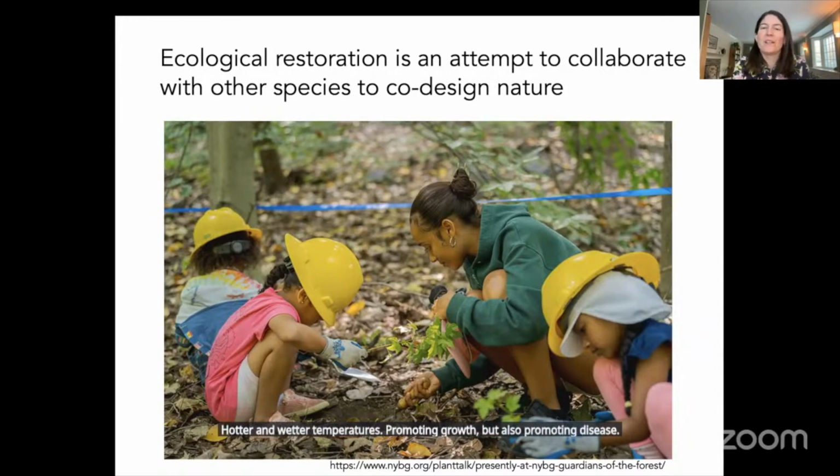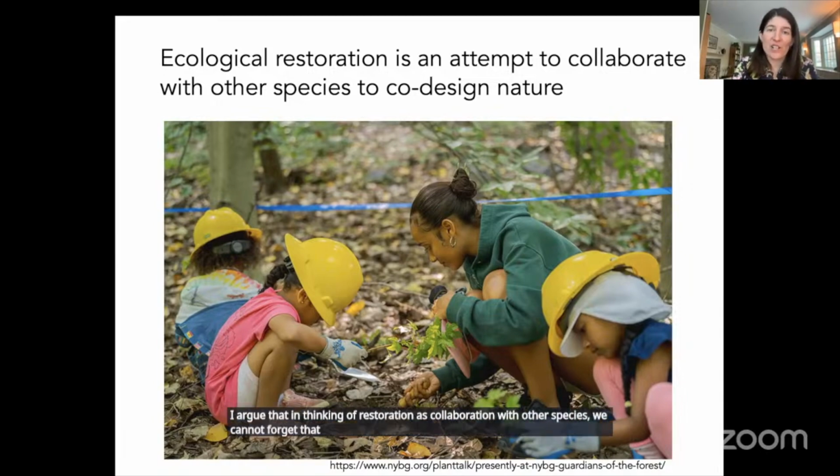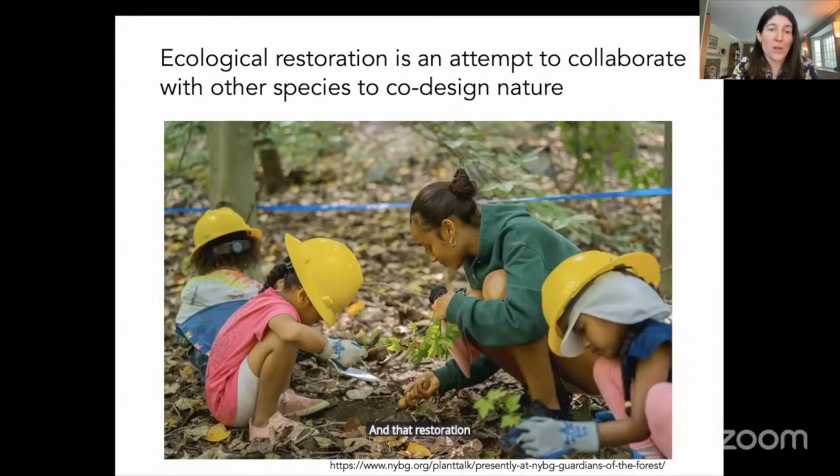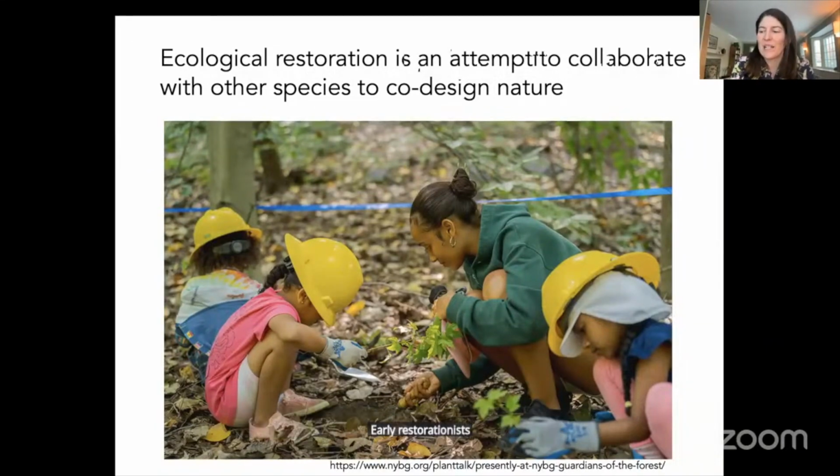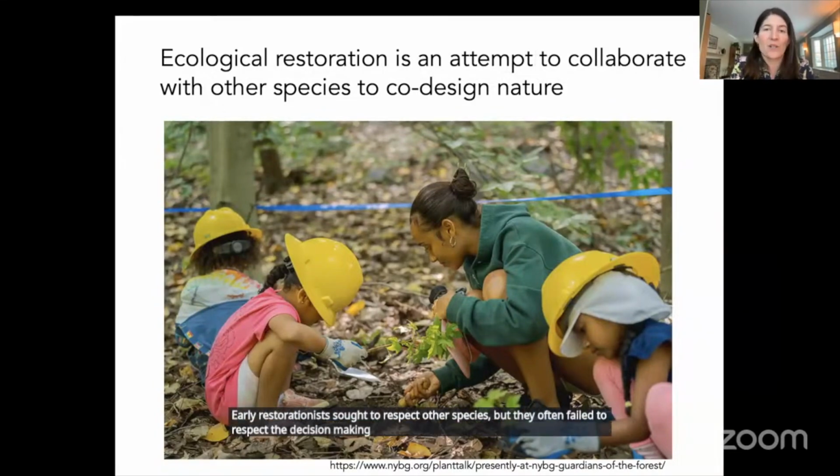I argue that in thinking of restoration as collaboration with other species, we cannot forget that restoration is an inherently political act, not merely a scientific or technical one, and that restoration is also collaboration with other people, as well as with other species. Early restorationists sought to respect other species, but they often failed to respect the decision-making of other people, grounding their work in white supremacy and colonialism.